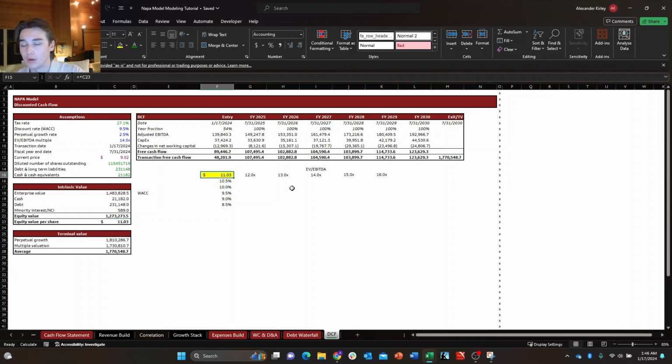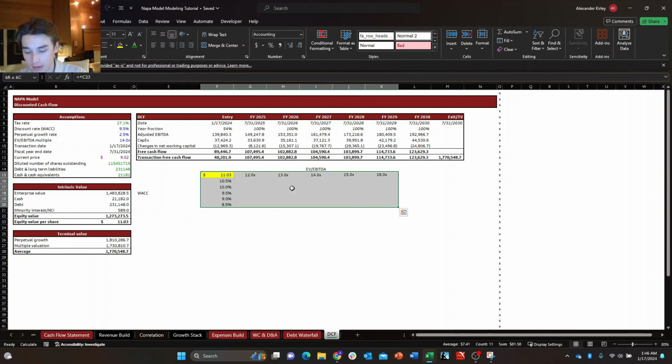Now, what I want to do is create a table that expresses the values that occur. So if it is trading at 12x EV/EBITDA and WACC is more like 10.5, then it'll give me this share price. If this name is trading at 16x and WACC is 8.5, then it'll give me a certain share price. So this gives us a better idea of future possible outcomes.